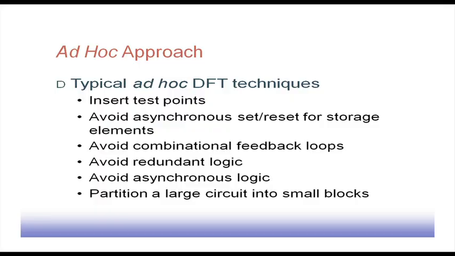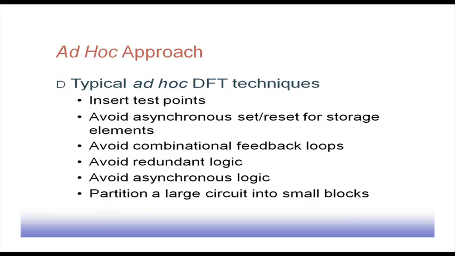Then combinational feedback loops. If they are there, they make the circuit circular, and that makes it a sequential circuit. Sequential test pattern generation is difficult, so it is better to break those loops. As a technique, we may incorporate some extra component into the circuit so that these feedback loops are broken. Redundant logic we like to avoid, because that will help us in generating test patterns. We can detect more, the faults will become more non-equivalent, and as a result they can be detected.